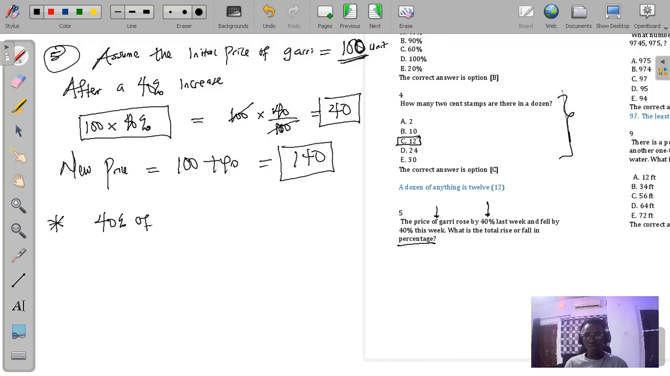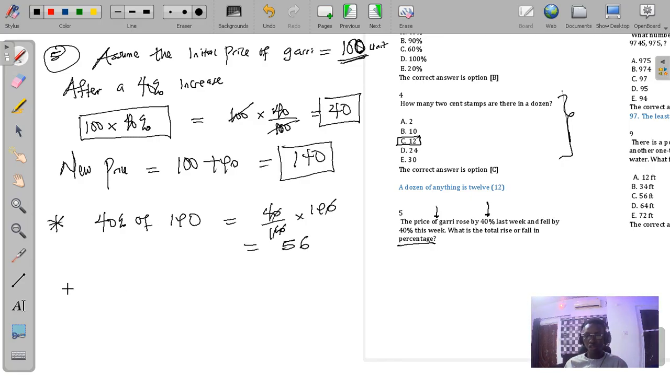Because after solving this, you are left with 140 naira. Now, this 140 naira, the amount that we have now, the price that we are selling the item at now, it decreased, it fell again by 40%. So that means I'm losing 40% of 140, and that will give us 40 over 100 times 140. 0 cancels 0, 0 cancels 0. So I'm left with 4 times 14. And 4 times 14 is 56.